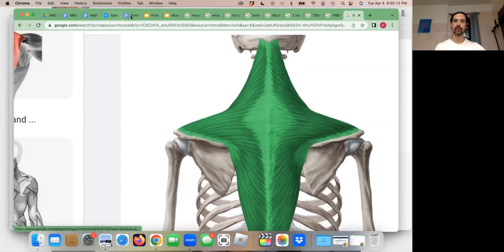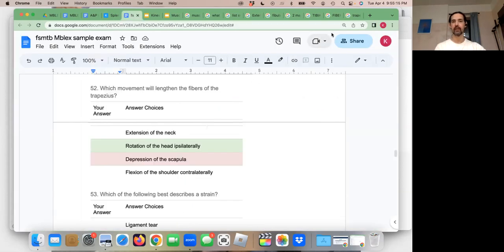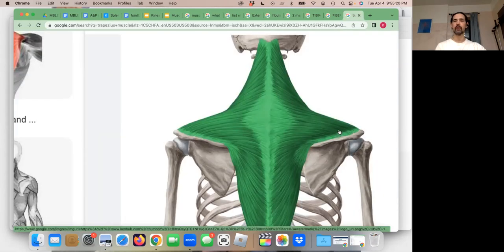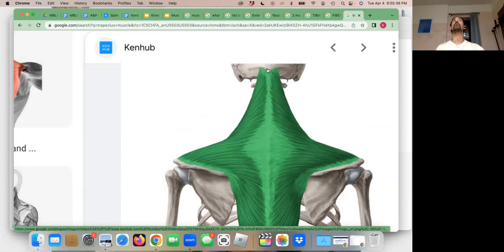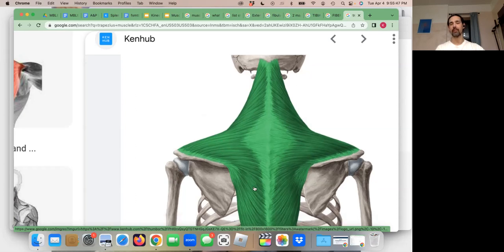And then I think, what are the others? Extension of the neck, flexion of the shoulder contralaterally. So flexing the shoulder contralaterally would lead to shortening of the trapezius muscles on the opposite side. You're reaching your right hand across to your left shoulder, and that probably would shorten the upper trap on the left side. And then extending the neck, lifting your nose up to the ceiling, bringing the head back, would shorten the upper trapezius fibers. So each answer has a different section of the trap, the upper, middle, and lower, shortening, and only one of them does not shorten.